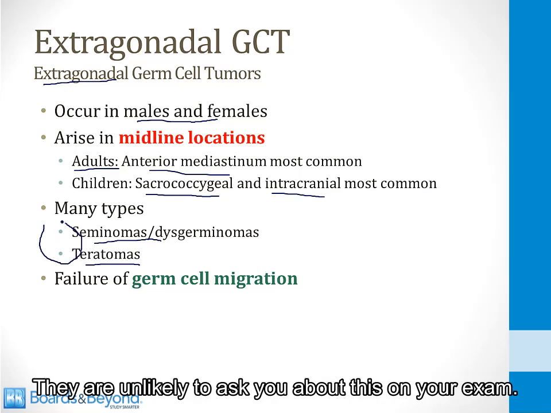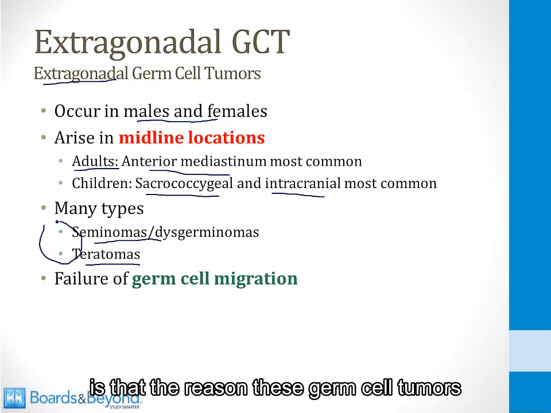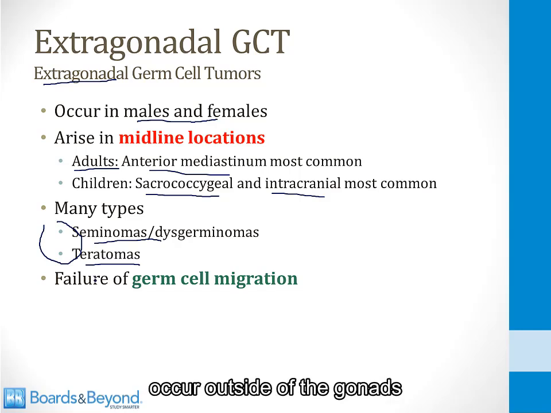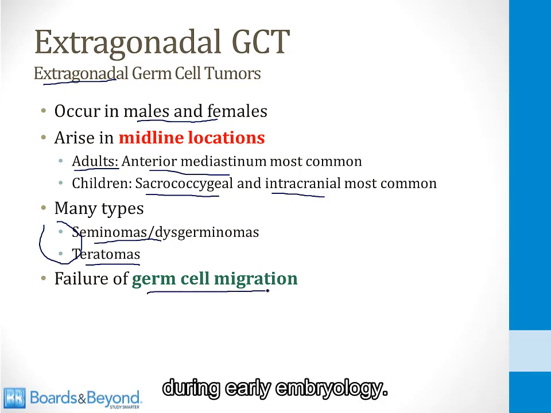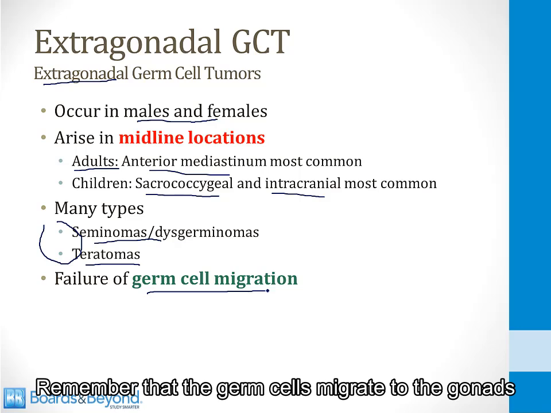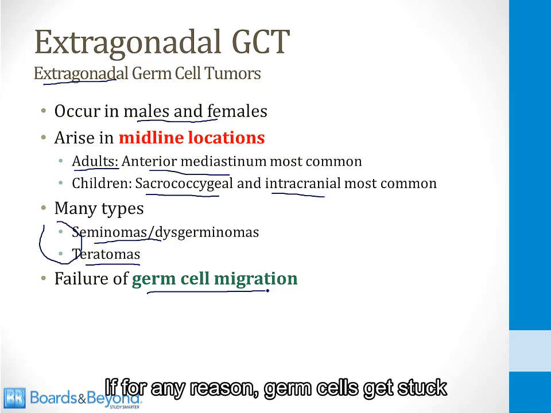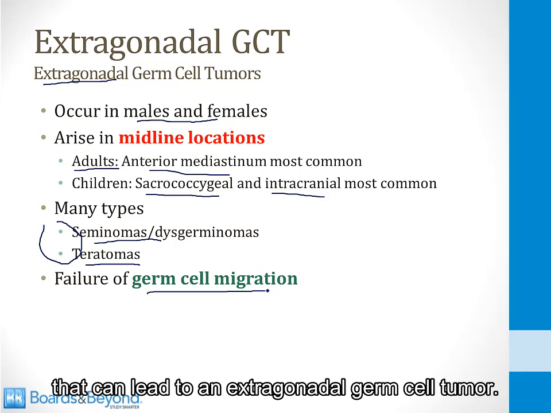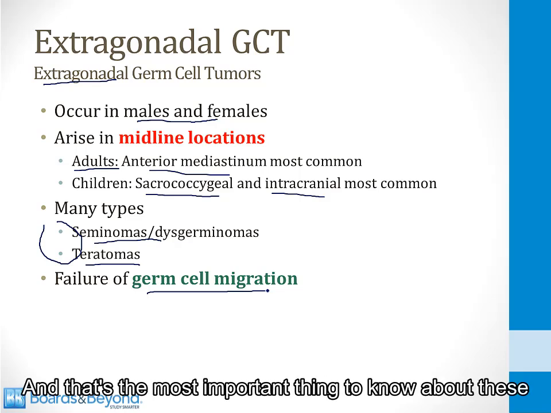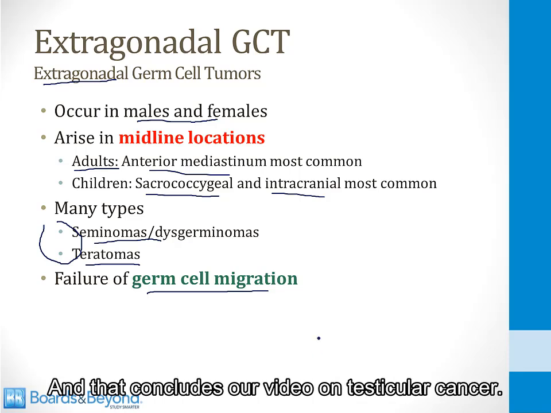They're unlikely to ask you about this on your exam, but what they're going to want you to know for Step 1 is that the reason these germ cell tumors occur outside of the gonads is because there's a failure of germ cell migration during early embryology. Remember that the germ cells migrate to the gonads as the embryo is developing. If for any reason germ cells get stuck in an extragonadal location, that can lead to an extragonadal germ cell tumor, and that's the most important thing to know about these for your Step 1 exam. And that concludes our video on testicular cancer.